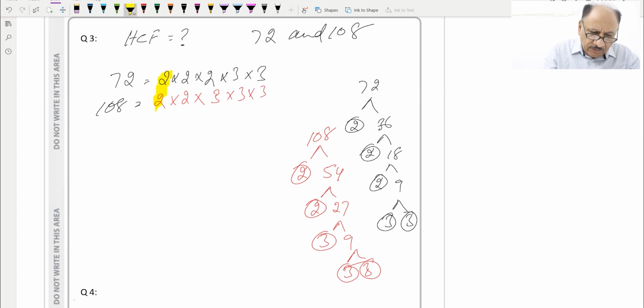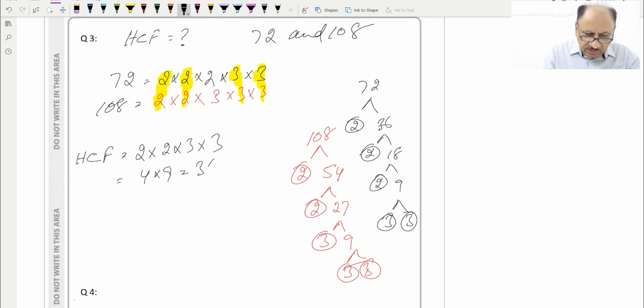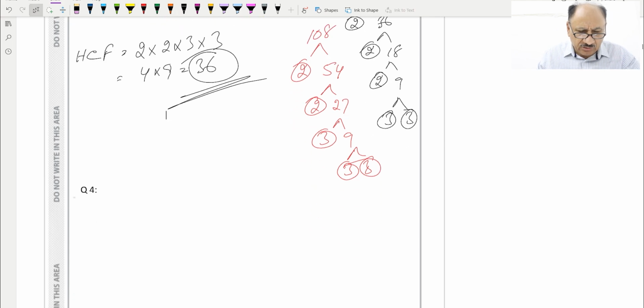We can make 1 pair, 2 pair, and 3 pair, and 4. Okay, so these are the pairs. That's all. This is HCF. HCF is equal to, we'll be taking 1 from each pair, so 2 into 2 into 3 into 3, which is equal to 4 into 9, which is 36. This will be the HCF, and this is the 2 marks part which we have done. This will be 2 marks.